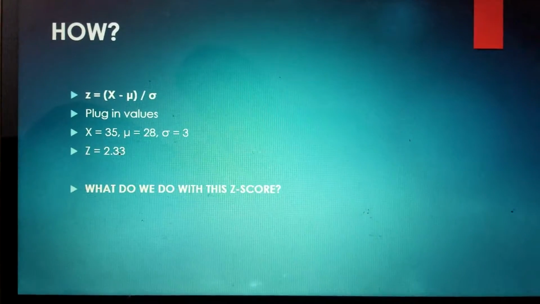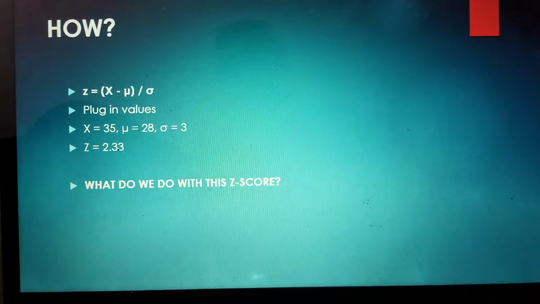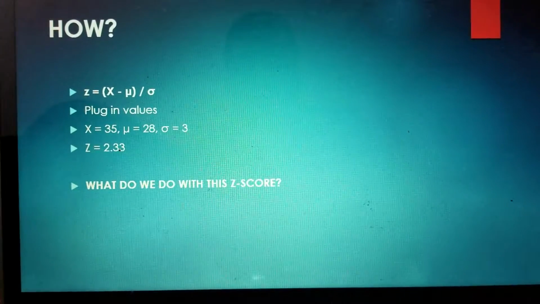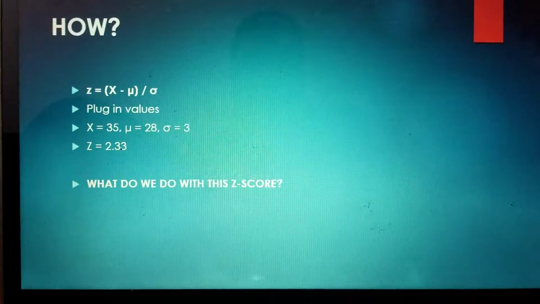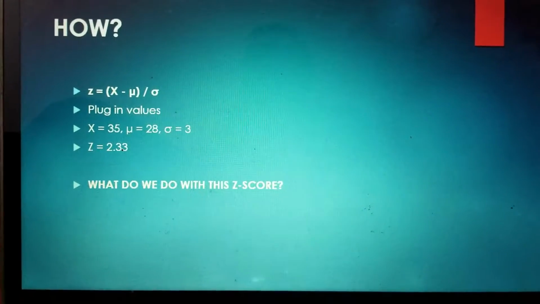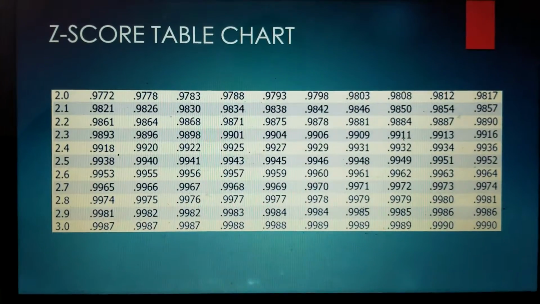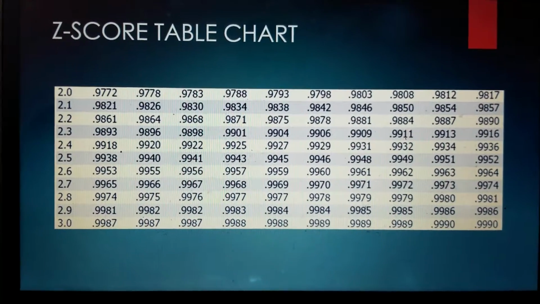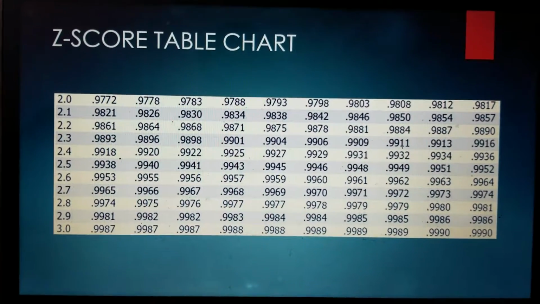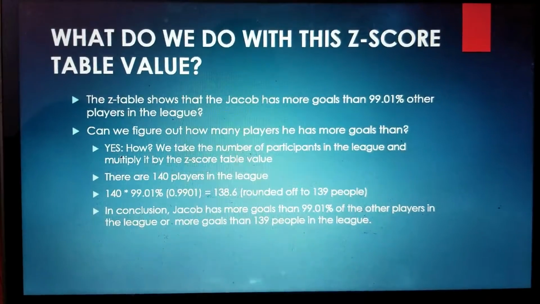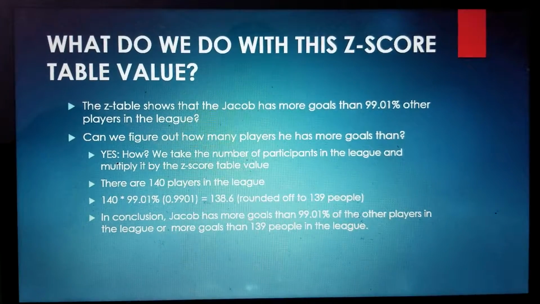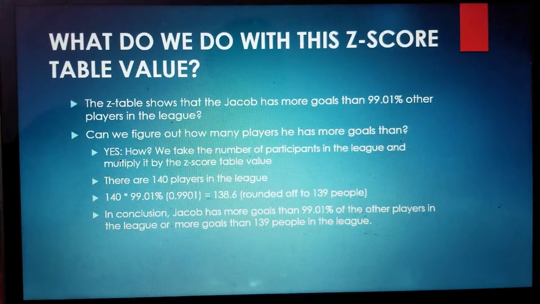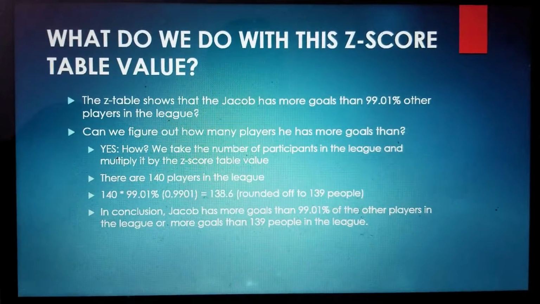So again, what we do is we get our formula and we plug in the values. We take 35, we minus 28, and we divide it by 3. That gives us a Z-score of 2.33. So what do we do with the Z-score? The exact same thing that we did in the previous example. We go over to our chart, and we can see that the percent for 2.33 is 0.9901. Given that 0.9901, we're able to determine that Jacob has more goals than 99% of other players in the league. So he is doing tremendously well in this league.